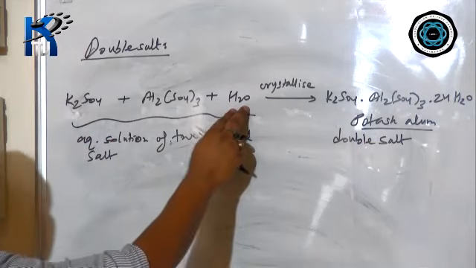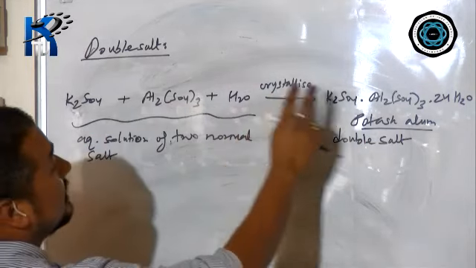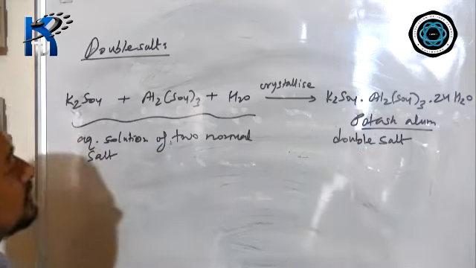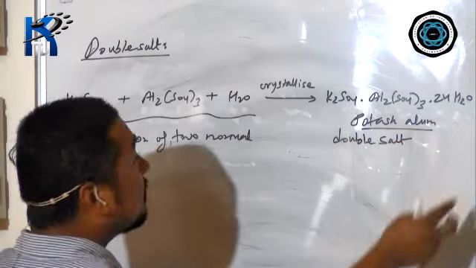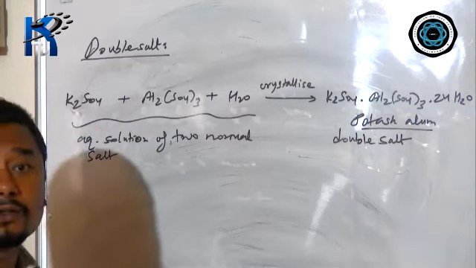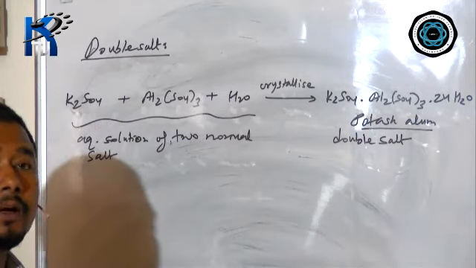So when an aqueous solution of 2 normal salts is allowed to crystallize, a single salt is formed known as a double salt. That is the definition of it, and an example is potash alum. And there are many other alums which also come under double salt. So do remember students, all alum comes under double salt.